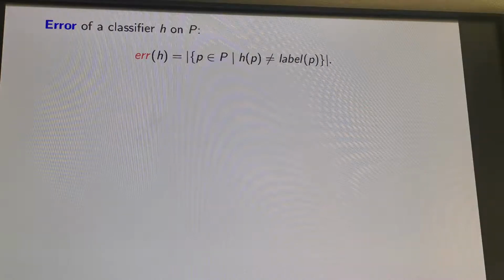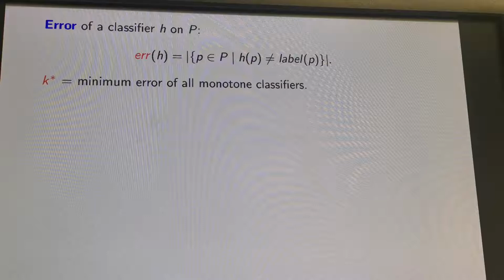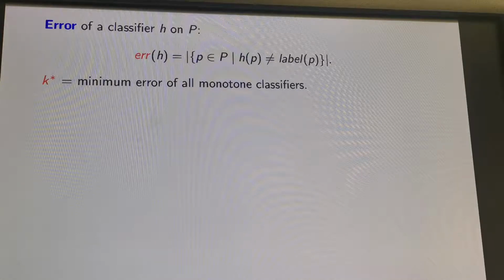We get to talk about the error of the classifier on the input P. The error is defined as essentially the number of points that are mispredicted by the classifier. In this talk, we're going to focus on monotone classifiers. Conceptually, you can enumerate all the monotone classifiers, and for every classifier, you can calculate the error as I just defined. And then you get to say what is the smallest error of all possible monotone classifiers. That is the symbol K star here.